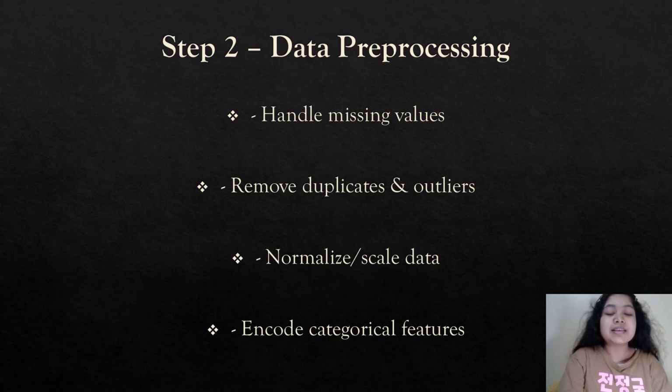Then normalize or scale data. Some features like salary, in thousands, and age, in years, are on different scales, so we bring them to the same level and convert categorical data into numerics. For example, male and female can be encoded as 0 and 1 since models understand numbers better.